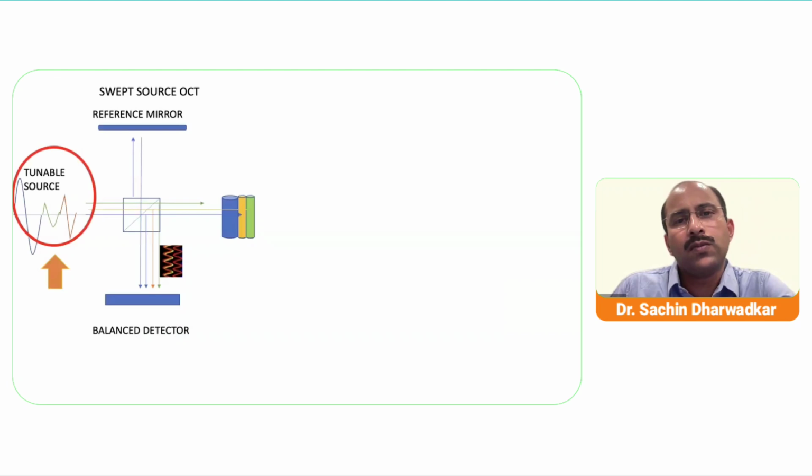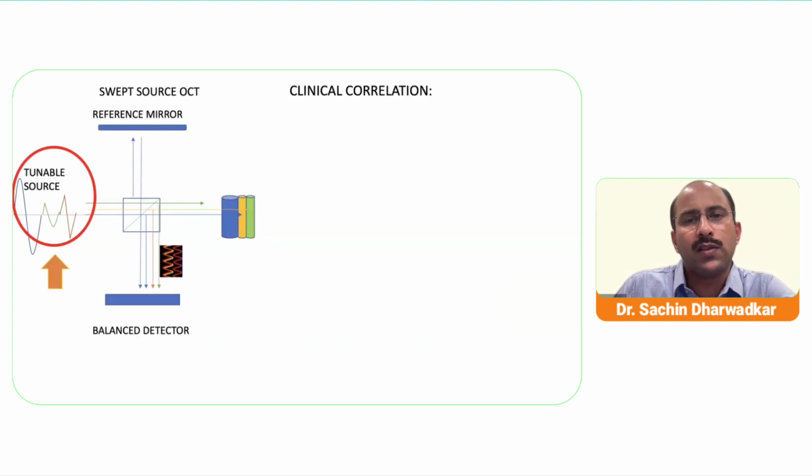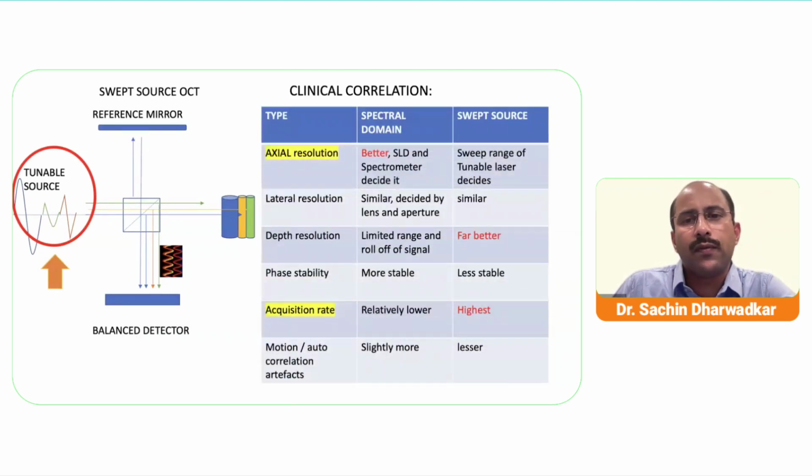And in the second half of the 2010s, the swept source came into existence, and the difference was the tunable light source. They changed the light source, and the detector was a balanced detector. It was not a spectrometer. And what happened as a clinical correlate was we had something which was even faster than the spectral domain OCT in terms of speed.